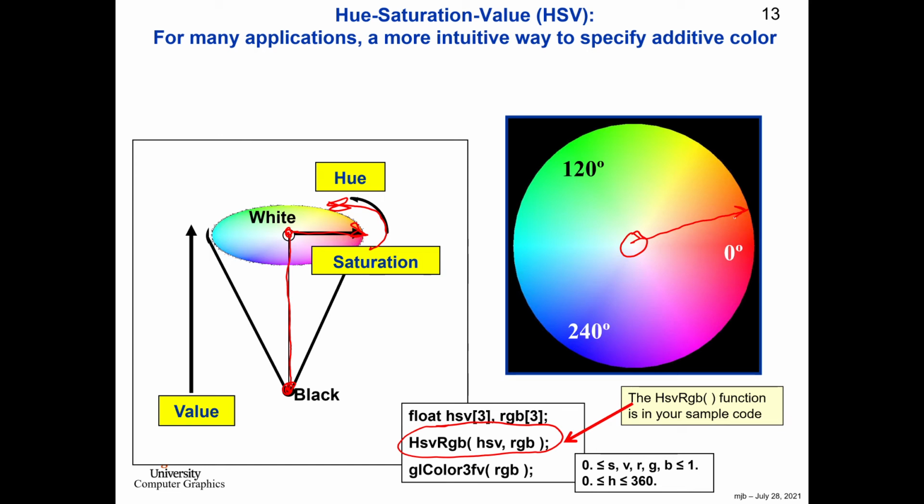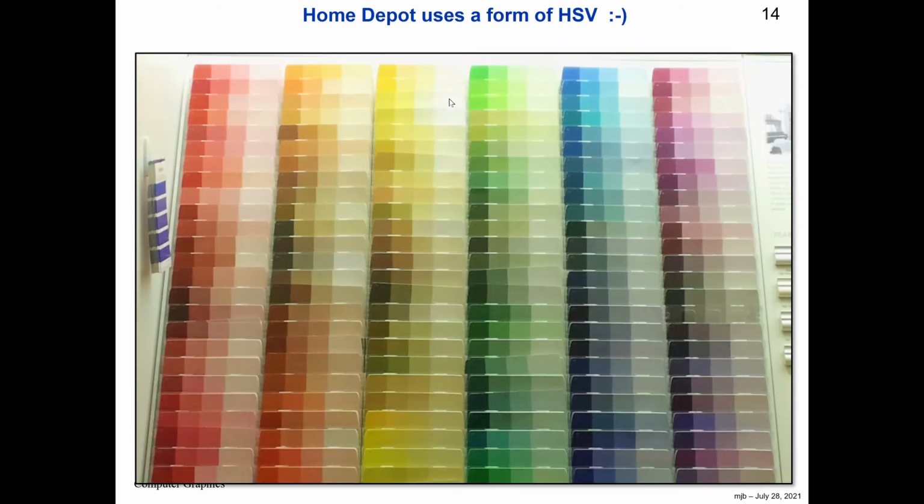In that function, S, V, and RGB are all between 0 and 1. H, because it's an angle, is 0 to 360. So anyway, you can use HSV to RGB in your sample code if you would rather specify colors in this space instead of RGB. You still need RGB for color 3F, but you could start with something else.